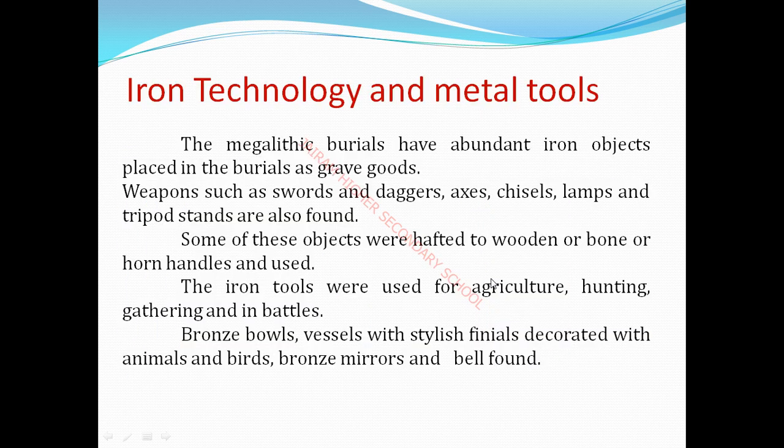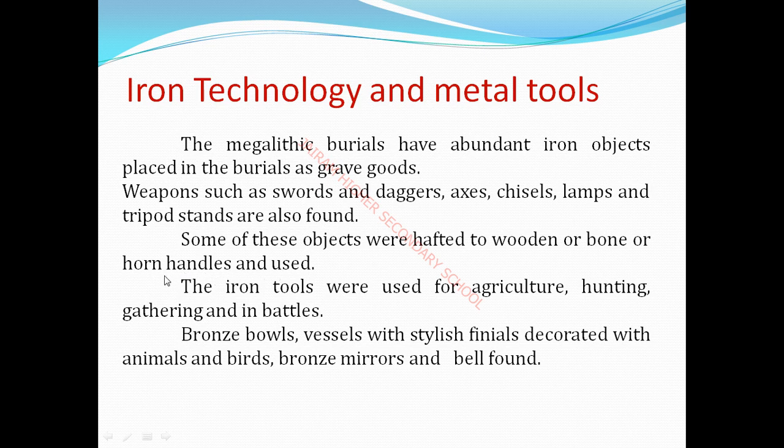Next topic, the iron technology and the metal tools. You see, the megalithic burials have iron objects placed in the burials as grave goods. I already told you, grave goods mean they are under the earth crust. For example, bones of animals and also human beings. These weapons such as swords, daggers, axes, chisels, lamps and tripod stands are also found in these grave goods.